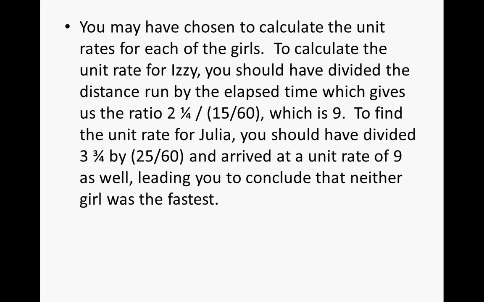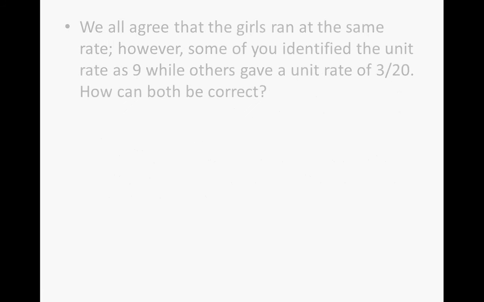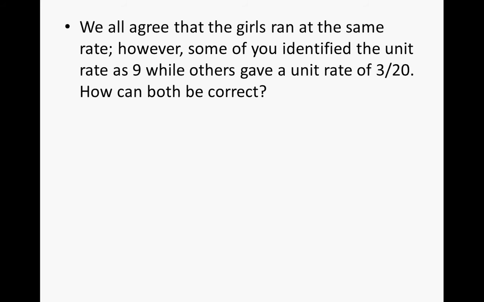You may have chosen to calculate the unit rate for each of the girls. To calculate the unit rate for Izzy, you would have divided the distance run by the elapsed time, which gives us a ratio 2 1/4 over 15 out of 60, which is 9. To find the unit rate for Julia, you would have divided 3 3/4 by 25 out of 60 and arrived at the unit rate of 9 as well, leading you to conclude that neither girl was the fastest. We all agree that the girls ran the same rate.